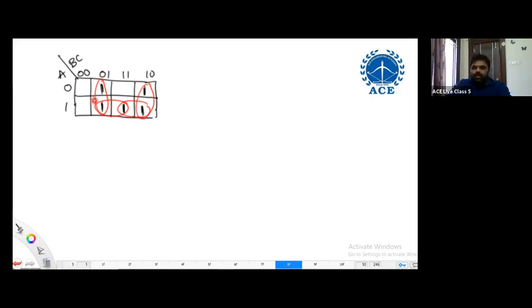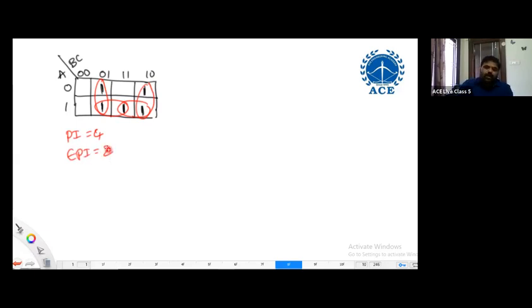The point should be understood correctly. Number of groupings is equal to number of prime implicants. Number of groupings with special cube is equal to number of essential prime implicants. This grouping is having a special cube. This grouping is having a special cube. So two groupings are having special cubes. Then essential prime implicants is 2. So prime implicants is 4. Essential prime implicants is 2. No doubt in that.